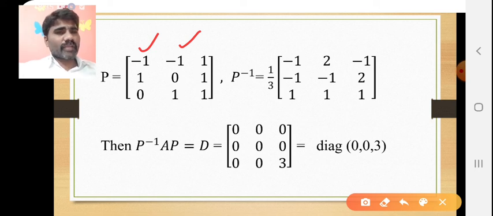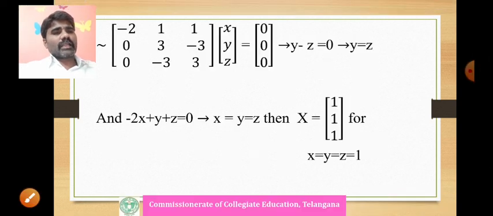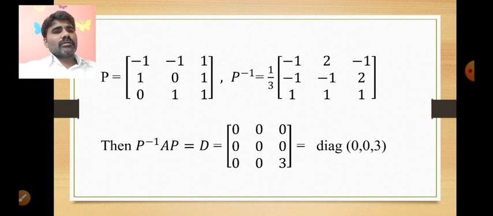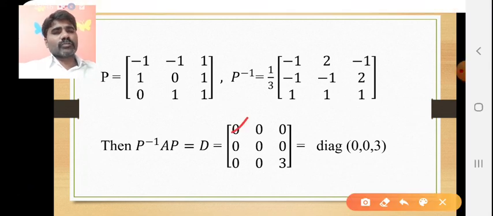For diagonalization of the matrix, we need three linearly independent eigenvectors corresponding to the three eigenvalues. Sometimes it may not be possible to get three linearly independent vectors. Now the P inverse is given by this. Now by the diagonalization method, P inverse AP equals D. Two eigenvalues are 0, 0, so these two become zeros and another one becomes 3.